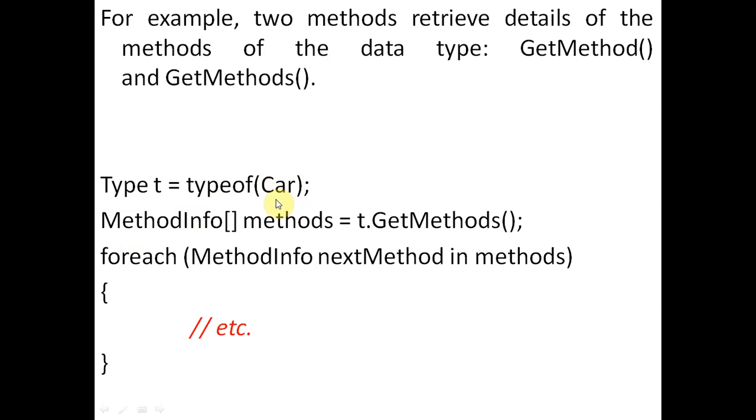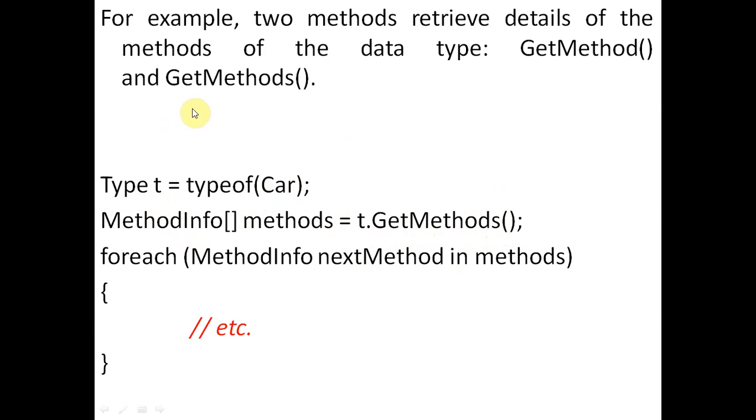So we are extracting the type of car. Car is a class name, and p is its object. So we'll write here t dot GetMethods. It means we are extracting all the methods of the t object. So t dot GetMethods means all the methods of the class. T is the object of the Car class.